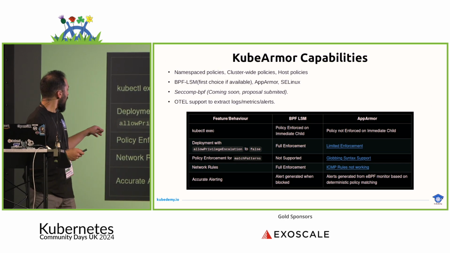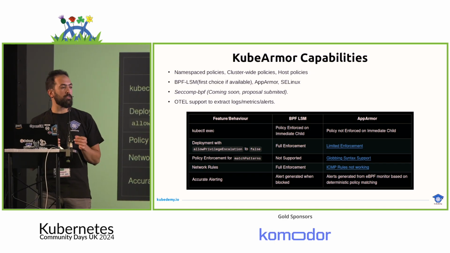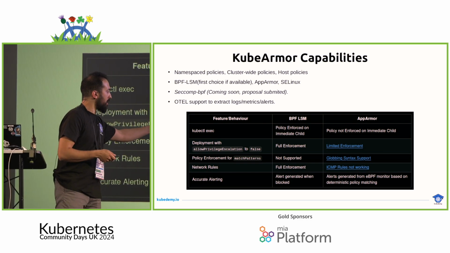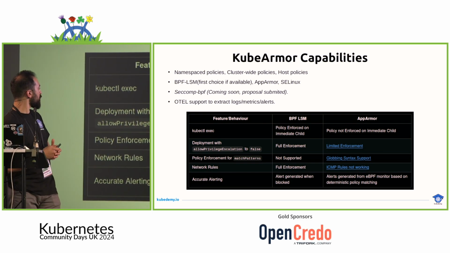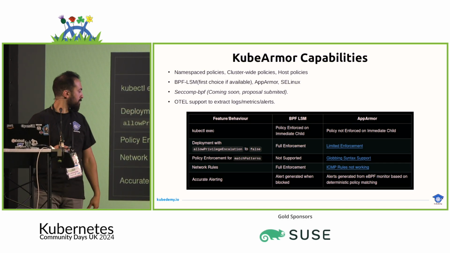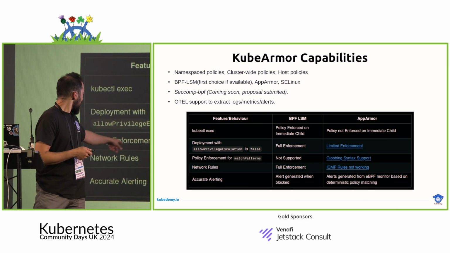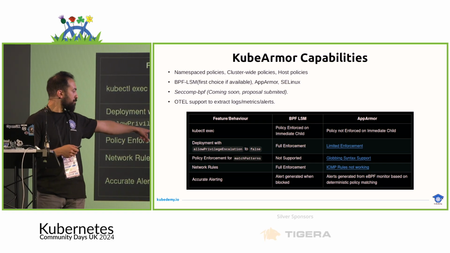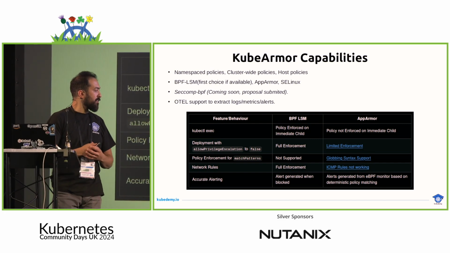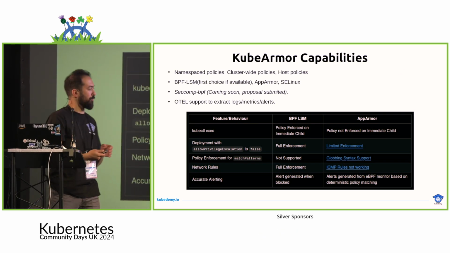In the case of rules, the BPF LSM, as mentioned, is deployed using the codes. It provides the full enforcement in the case of network rules for the deployment and prevents when the allow privilege escalation is set to false. And for the other thing, the generated alert is based on the block. The eBPF base for the AppArmor is completely different and is matching based on what's going on in the application.